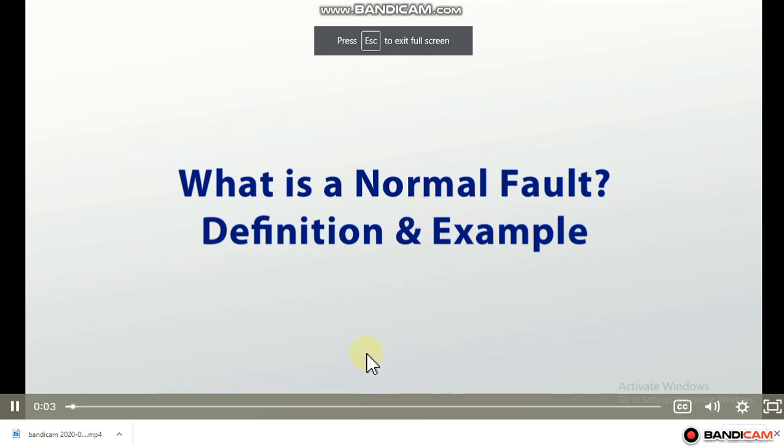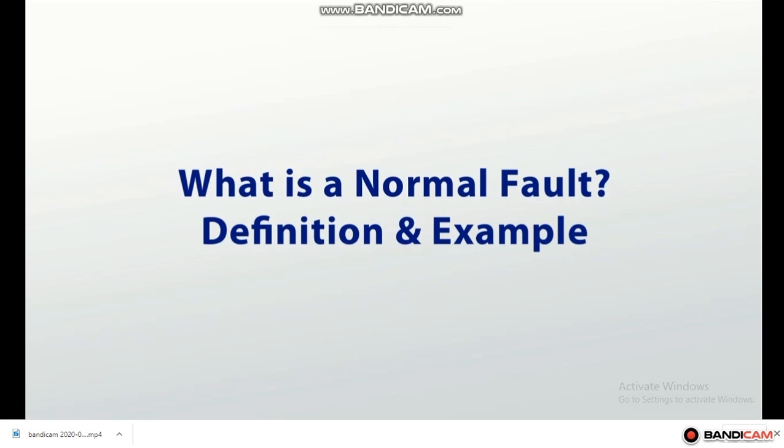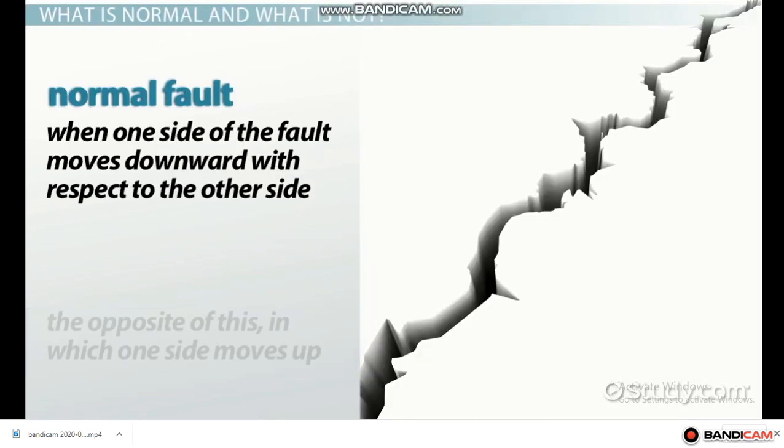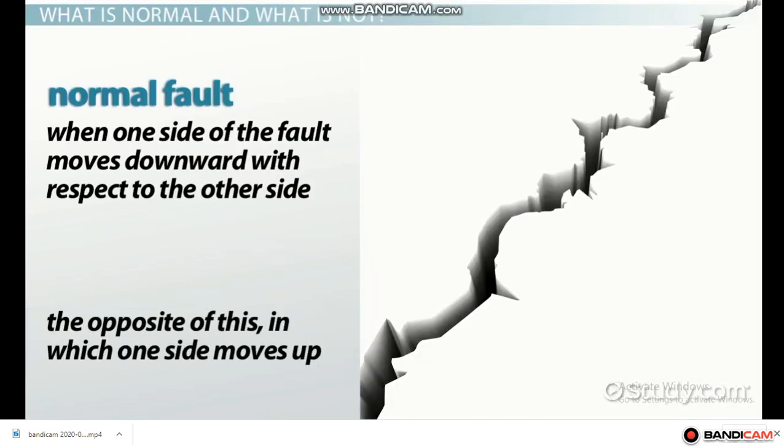A fault, which is a rupture in the Earth's crust, is described as a normal fault when one side of the fault moves downward with respect to the other side. The opposite of this, in which one side moves up, is called a reverse fault. To remember what a normal fault is, think about it this way.